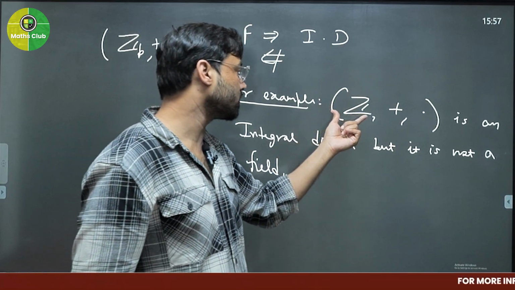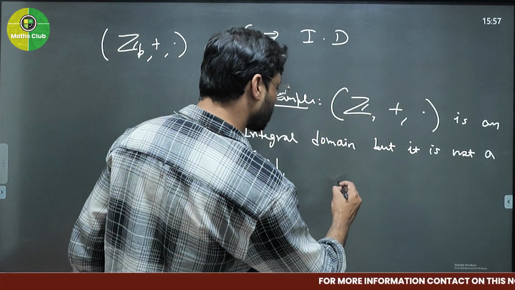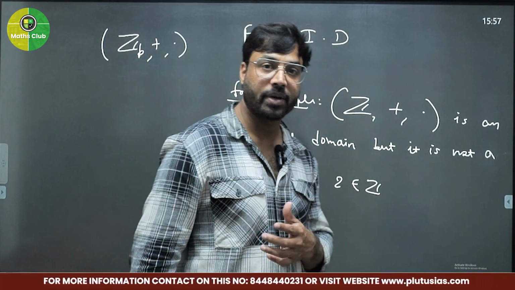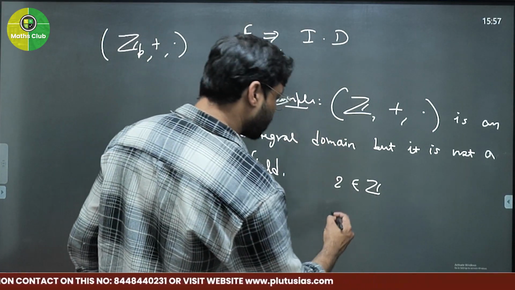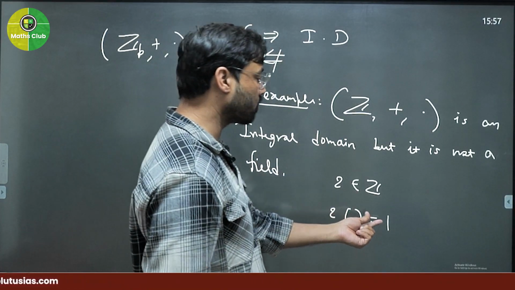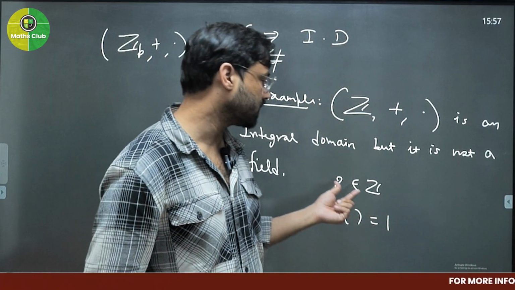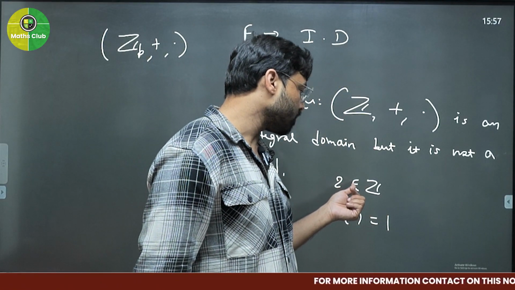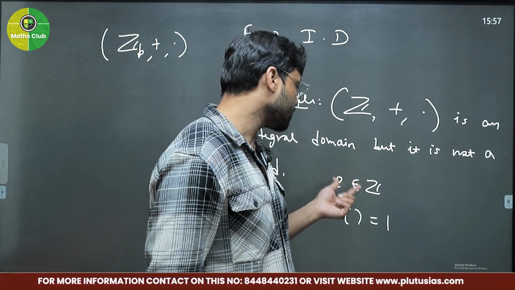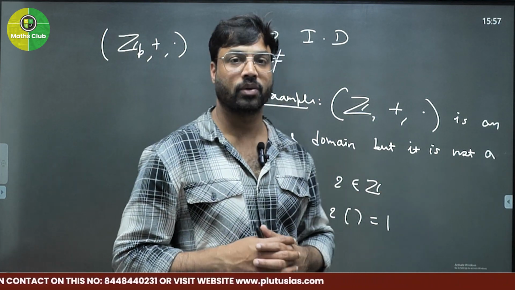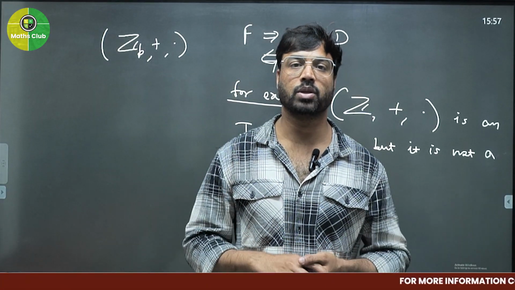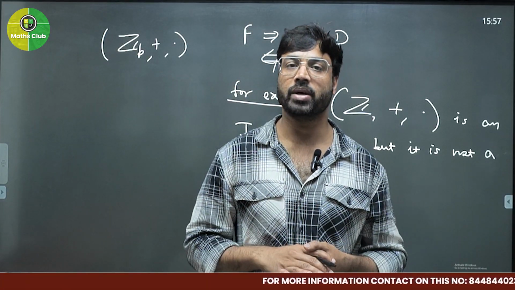Why? We know that every non-zero element must have an inverse. For example, 2 belongs to Z, but 2 has no inverse element in Z. We cannot get any element in Z such that its multiplication with 2 equals 1. So there is no inverse element of 2 in Z. Similarly, for any element except 1 and minus 1, there is no inverse element. That means Z is not a field. So we will see in the next video that every finite integral domain is a field.